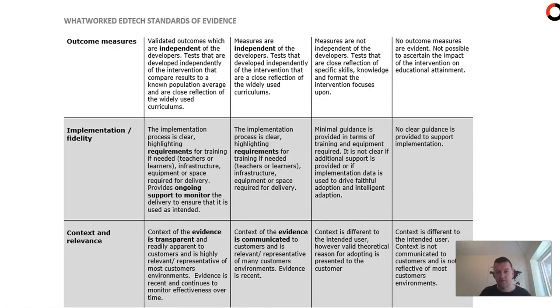Then also for the outcome measures. So what impact does the outcome measures actually have on the quality of evidence? And then the final 2 strands, which are not linked to the actual research evidence, but these are just as important for EdTech products, is to think through implementation and fidelity, and then also the context and the relevance.